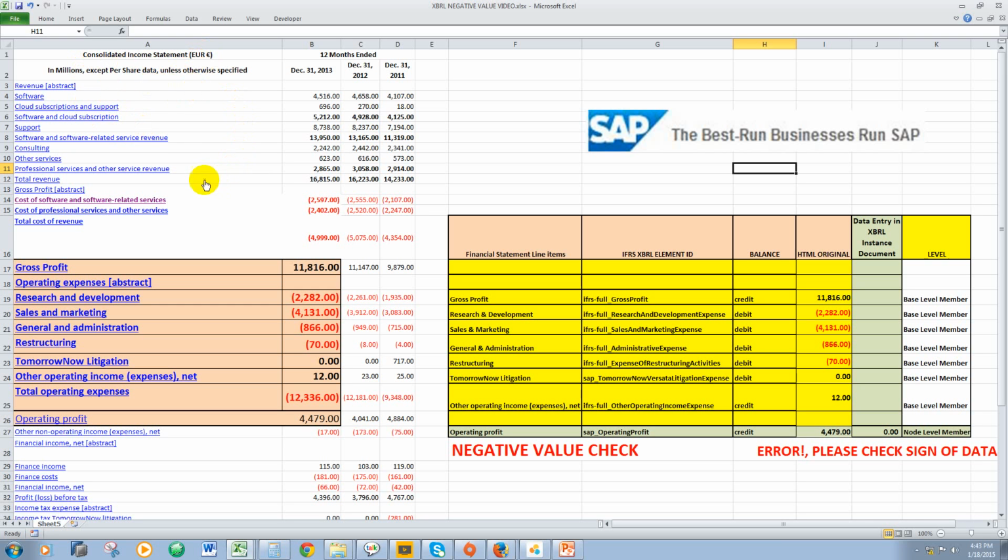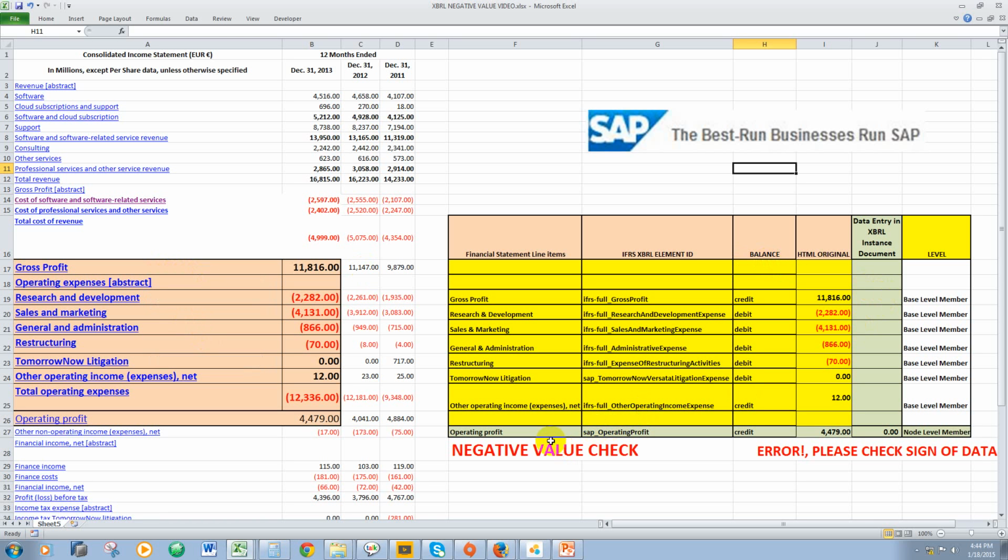The first part shows information about their revenue. So we have software, cloud subscriptions and support, consulting services, other services, and the total revenue was 16,815 million euros for December 31st 2013. For this demo I'll replicate the negative value error in this column, and I have copied and pasted over the line items through which I'll do this demo.